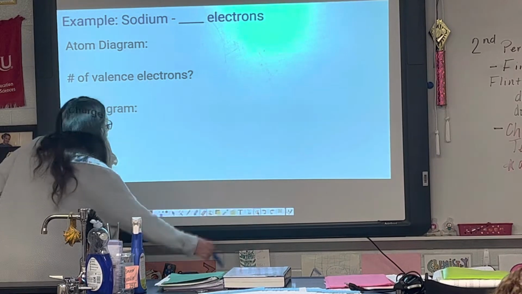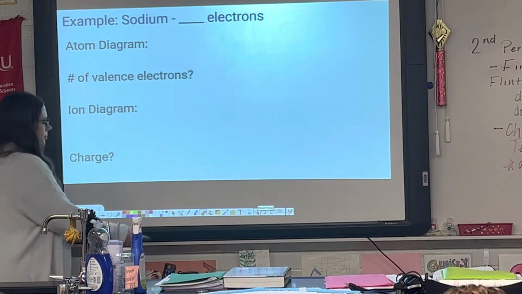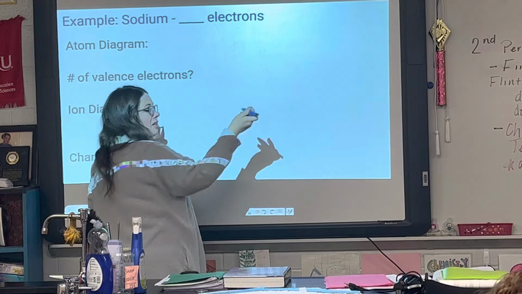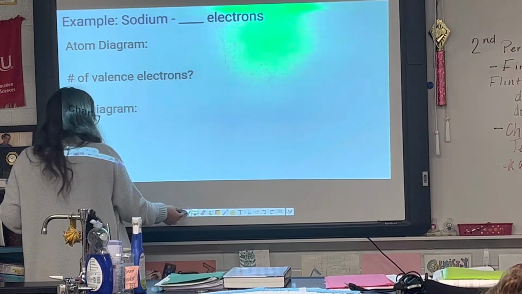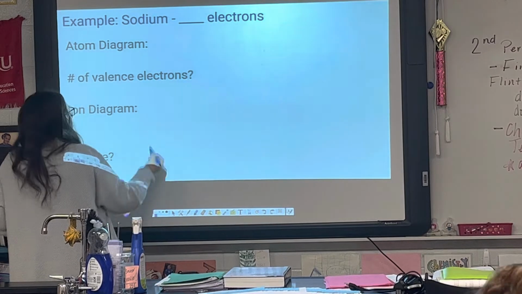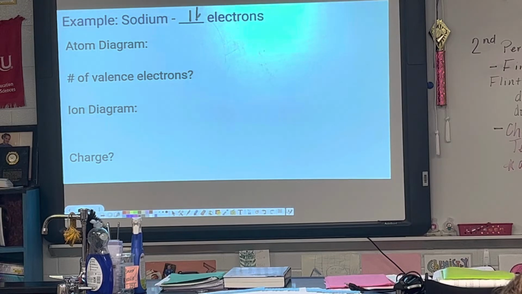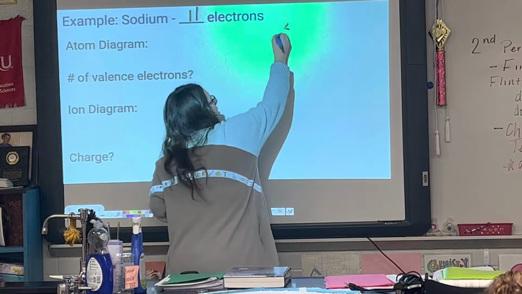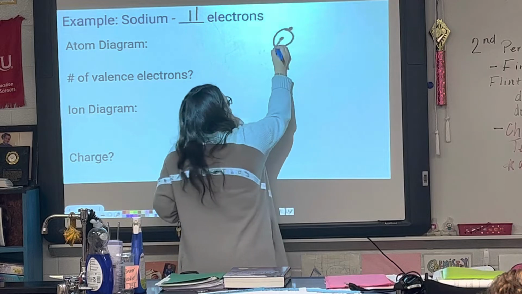Alright, so let's look at sodium. Sodium has how many electrons? 11, because if you find it on the periodic table, it's Na, and it's got 11 protons, so it also has 11 electrons. So if we were to draw an atom diagram of sodium, all right, how many max electrons would go on the first energy level? 2. 2 is the maximum number for the first energy level.